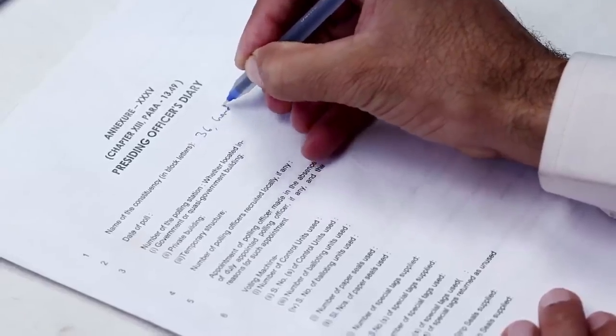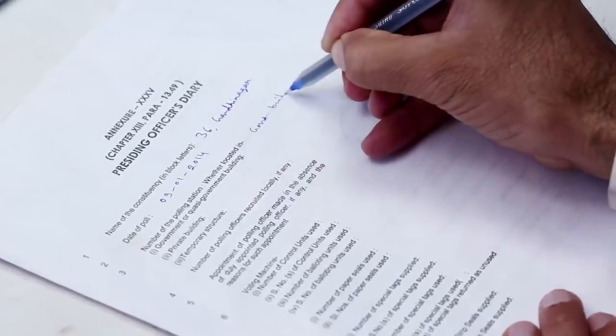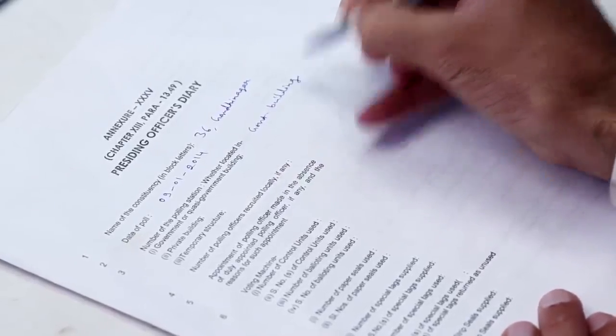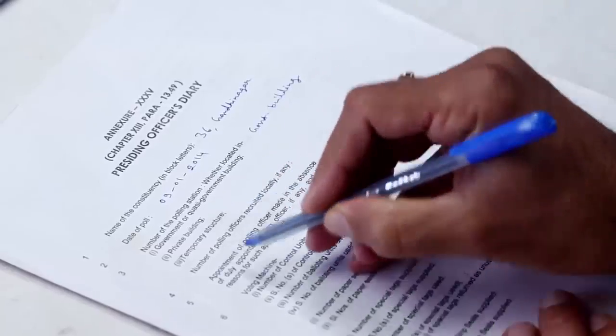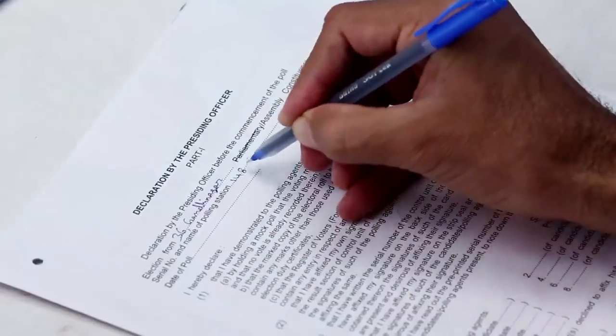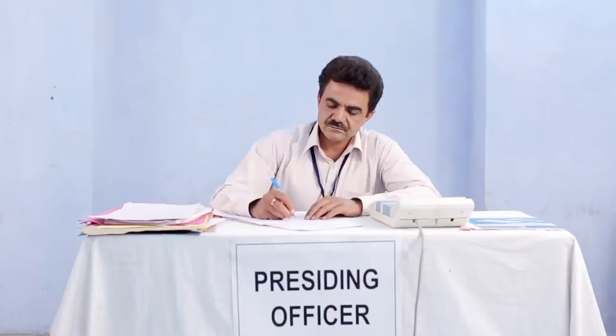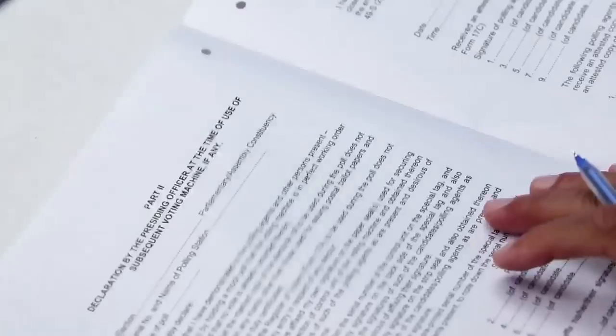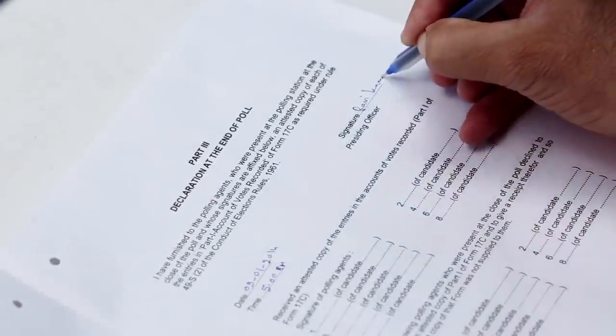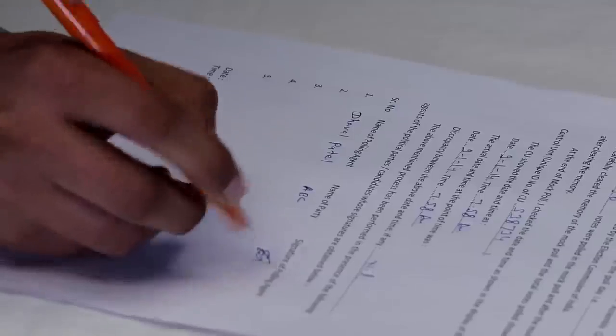Polling should start at the appointed hour. If not, Ravi needs to note down the reasons for the delay in his presiding officer's diary. There are three declarations to be made by the PRO: before the poll, during the introduction of a new voting machine, and at the end of the poll. Ravi Kumar is now reading the first declaration aloud to all present and taking their signatures.